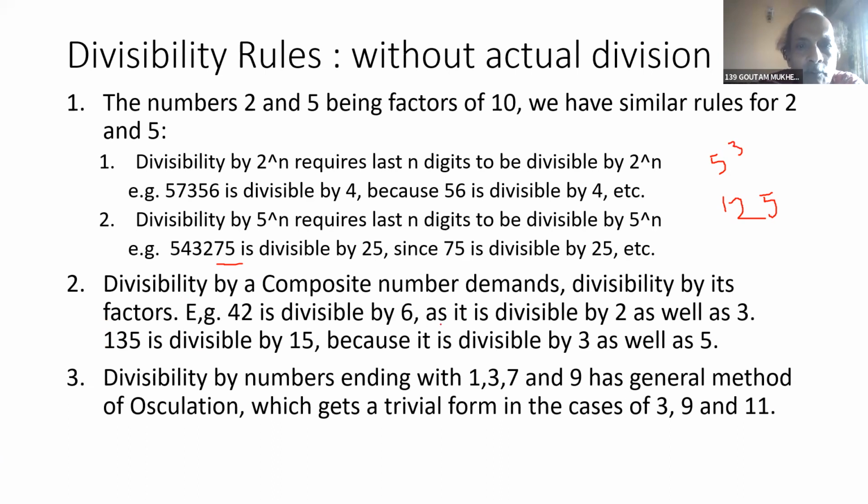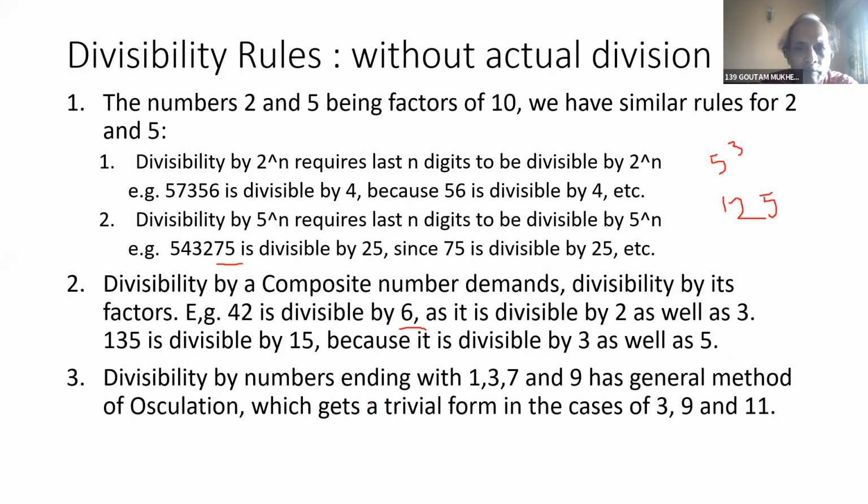Now, divisibility by a composite number demands divisibility by its factors. Say 42 is divisible by 6 because it is divisible by 2 as well as by 3. Divisible by 6 has 2 components, 2 and 3, since 6 is 2 times 3. Each has its own rule, only 2 and only 3. Similarly, 135 is divisible by 15 because it is divisible by 3 as well as by 5.